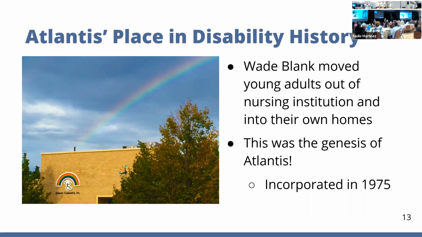And so Atlantis was created. Wade Blank moved the adults from the nursing home institution into their own homes. This was the genesis of Atlantis, and Atlantis incorporated in 1975. In the picture, this building doesn't exist anymore. As of a year and a half ago, we are in the ground level of an apartment building called the Atlantis Apartments, an inclusive apartment building in Denver off of Alameda and Broadway. The building here has some trees in the front, and behind it is our logo with the rainbow, but with an actual rainbow in the sky behind the building. So I think we'll be keeping that picture for a while.